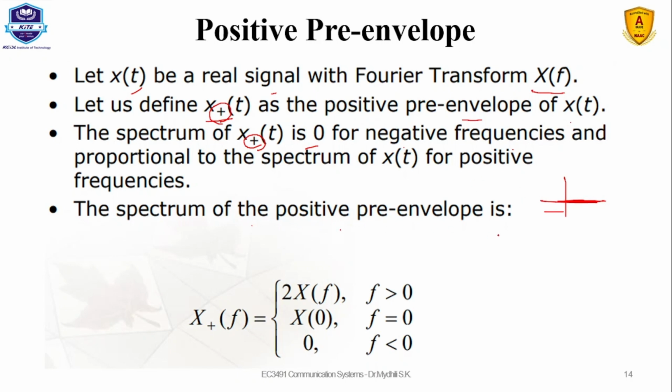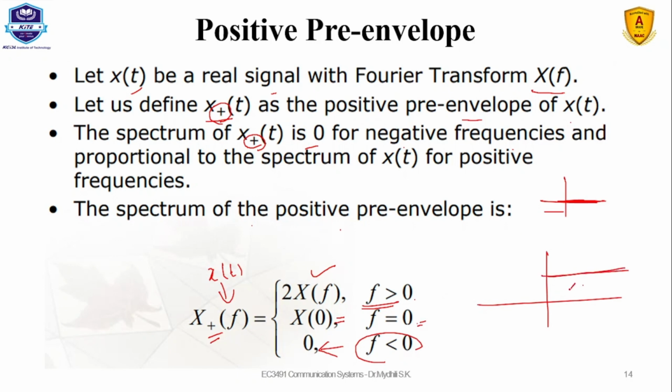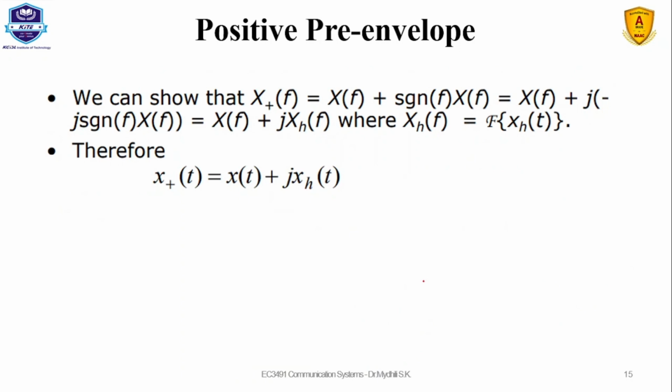The spectrum of this positive envelope can be represented in terms of x plus of f, that is, x of t is taken in terms of x of f for frequencies greater than 0, it has a value, for frequency equal to 0 it is 0, and for less than 0 it is also 0. This will be the spectrum of the same. Representing here, for example, this is twice the term of x of f, meaning for frequency f equal to 0 it is 0, and for the remaining terms also it is 0. This is the spectrum of the positive pre-envelope.